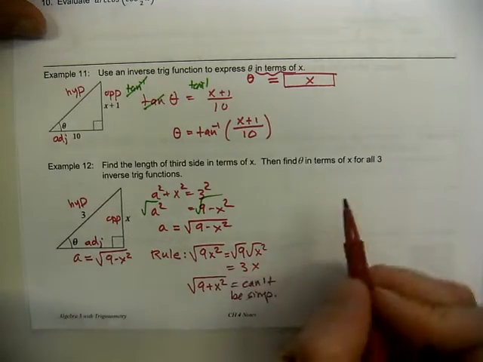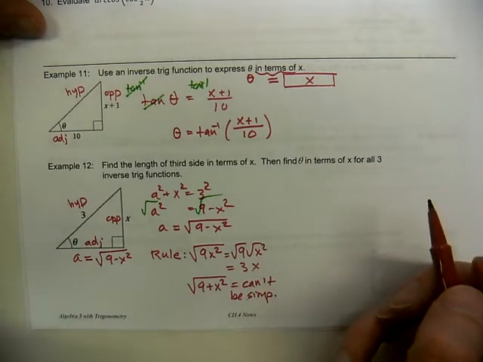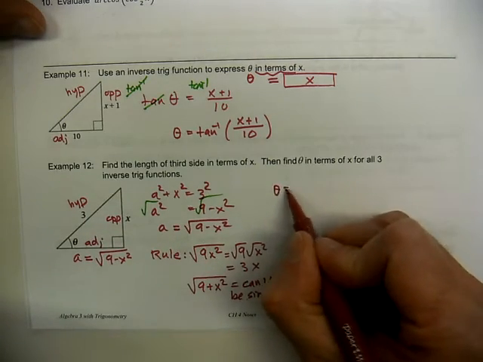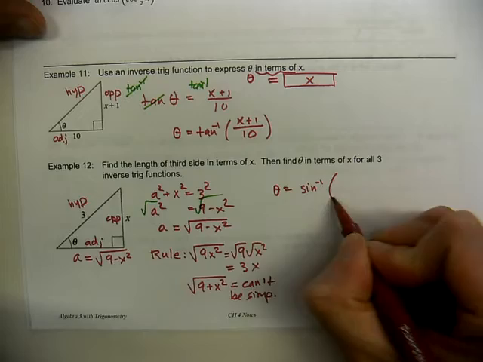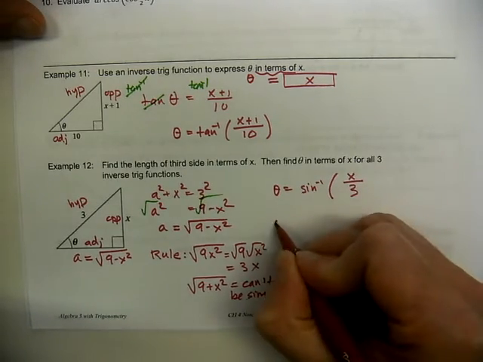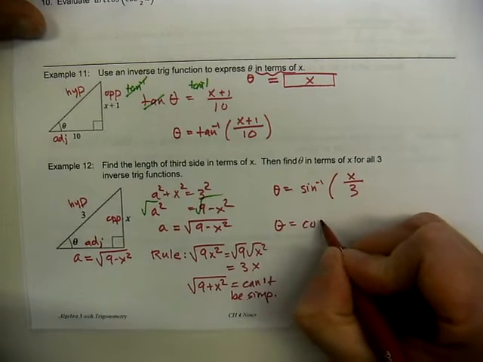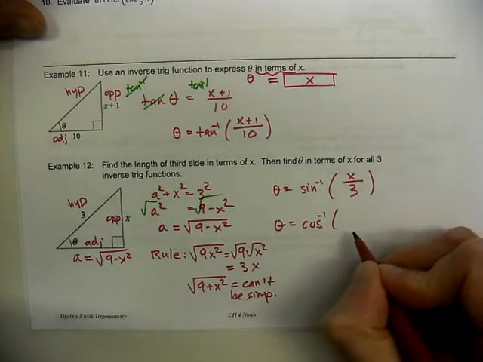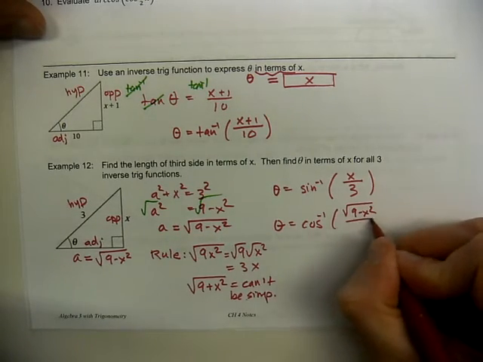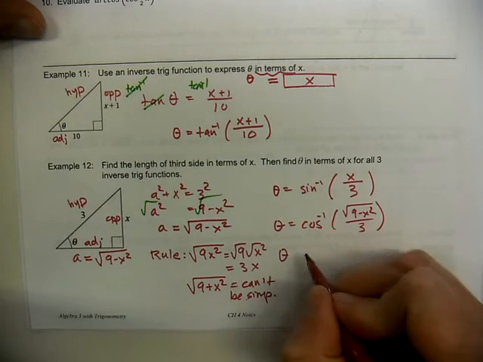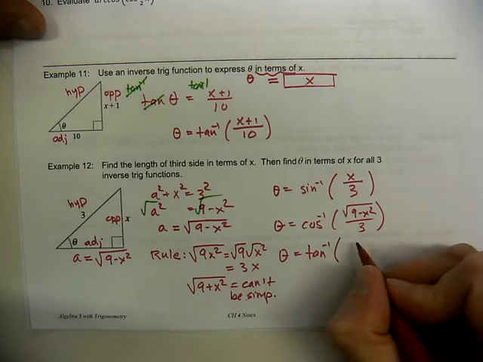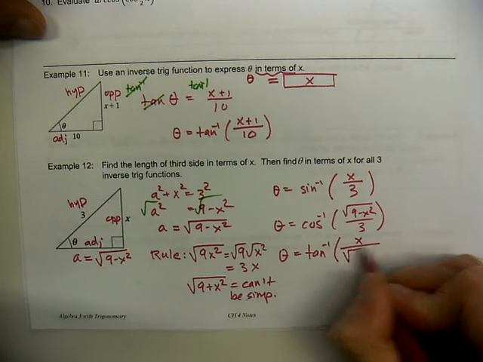So that's step one. Now we can find theta in terms of x for all three functions. All right, let's start with sine. Sine is opposite over hypotenuse. So theta is inverse sine of those two sides in ratio, opposite over hypotenuse. What about cosine? Theta is the inverse cosine of adjacent over hypotenuse. And lastly, theta can be represented as this ratio, the inverse tangent of opposite over adjacent.